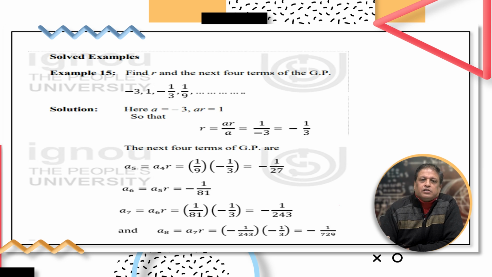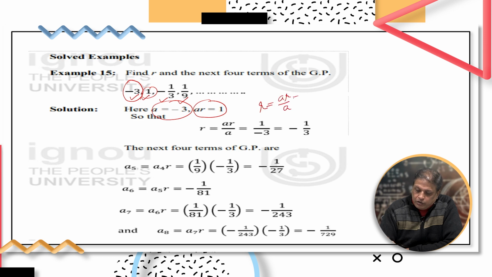Now, let us apply this formula to solve some of the examples. Over here, the example is: find r and the next four terms of the geometric progression minus 3, 1, minus 1 by 3, 1 by 9, and so on. Here the first term is minus 3, and the next term ar is equal to 1. So the common ratio will be equal to ar by a, that is 1 by minus 3. That means the common ratio is minus 1 by 3.